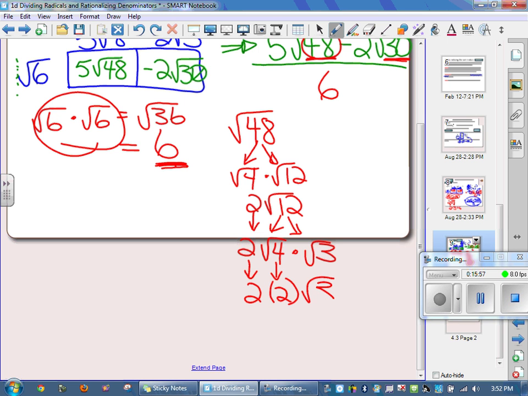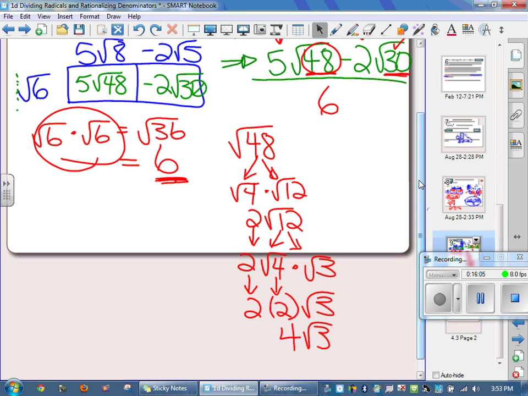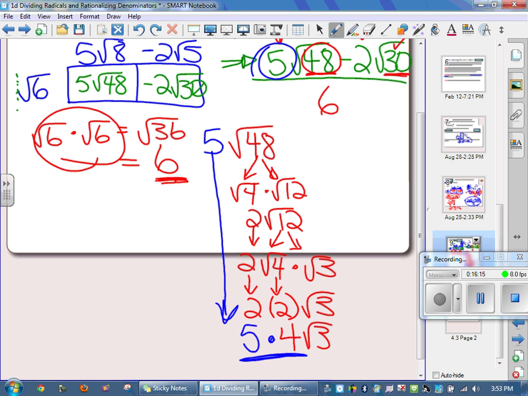Now if we take a look, in front of my root 48 in my original equation, I've got a 5. I have a green 5. Well, that green 5 in front of my root 48 has to come all the way down, and it's going to multiply by that 4 that I just found. So now my 5 root 48 is going to become 20 root 3. Now I'm going to rewrite my question with 20 root 3 on top.